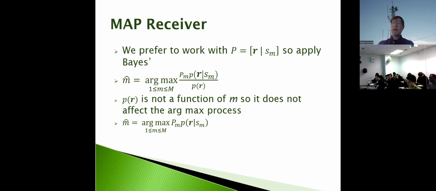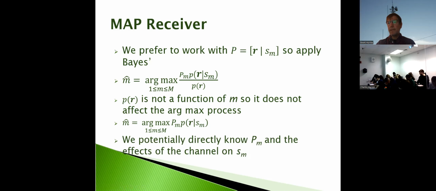So now this is where I meant to say that this probability density function of R is not a function of M. So it does not affect the argmax process. And so we can ignore it, right? So this is just searching for the M that will maximize this. And so this P of R is not a function of M, and therefore it doesn't matter in this argmax operation. So we can just ignore it.